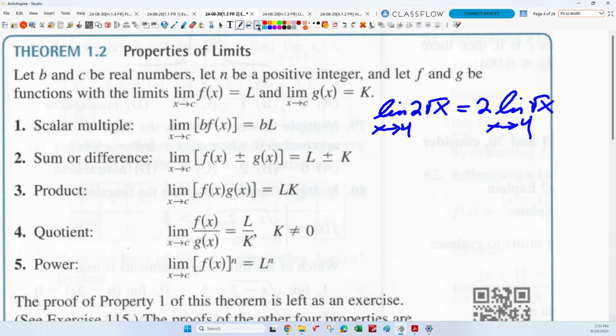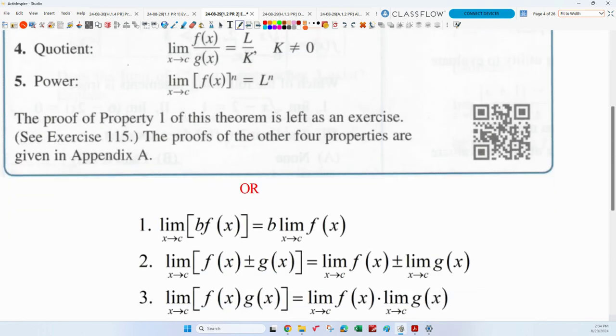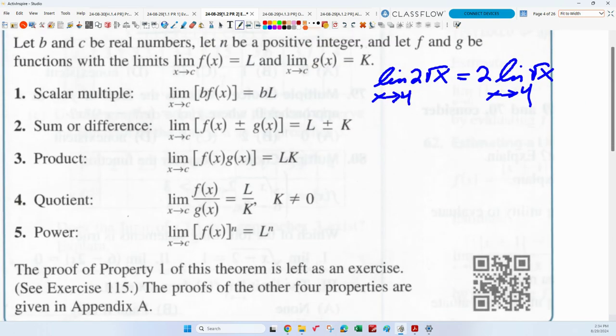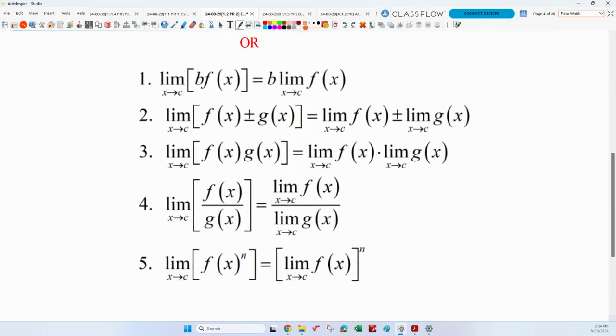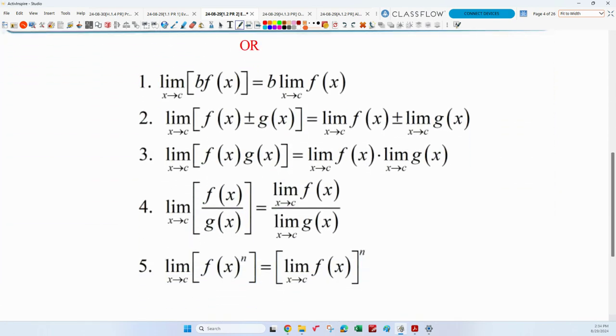Okay, there's some important properties here, and I kind of want to do these the way it is in the textbook. I think this is easier to see. They mean the same thing. If I have the limit of b times f of x as x approaches c, there's a property which just says I can pull that constant out in front of the limit. And the answer is just going to be b times whatever the limit of f of x is.